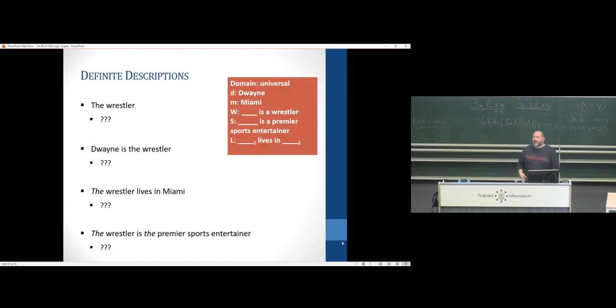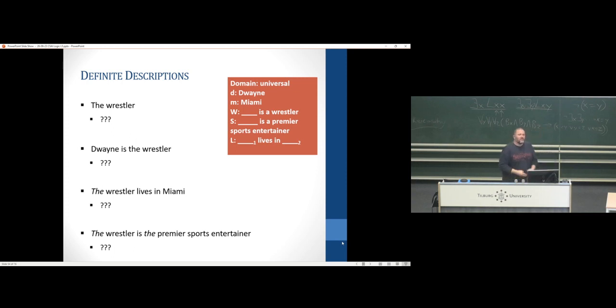So we can give some practice. Here's our symbolization key. Our domain can be universal. We can have little d for Dwayne, little m for Miami. W is a wrestler. S is a premier sports entertainer. And L is a two-place predicate for 'lives in.' So if we were just going to symbolize the wrestler, how would we do the wrestler?